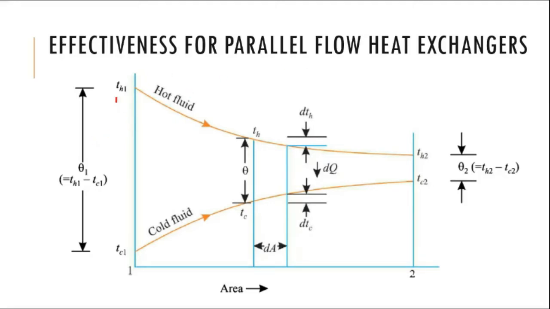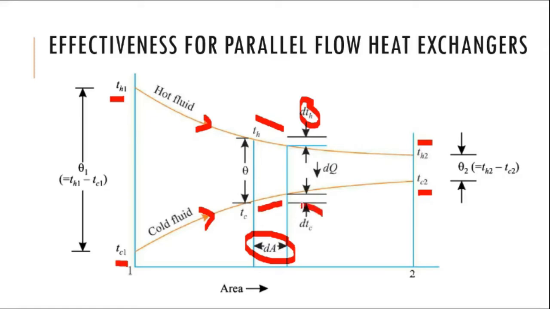So we have a parallel flow heat exchanger. Both the fluids are flowing in the same direction. We have a hot fluid flowing from left to right, and a cold fluid flowing from left to right. Inlet temperature of hot fluid TH1, outlet temperature TH2, inlet for cold TC1, outlet for cold TC2. For analysis, we are considering one element in between the heat exchanger, and the area for that element is dA. For that element, the temperature drop for the hot fluid is dTH, and the temperature rise for the cold fluid is dTC.